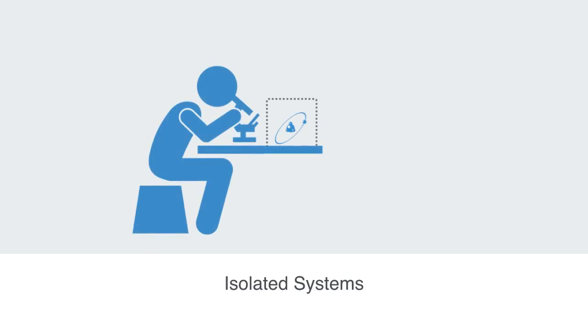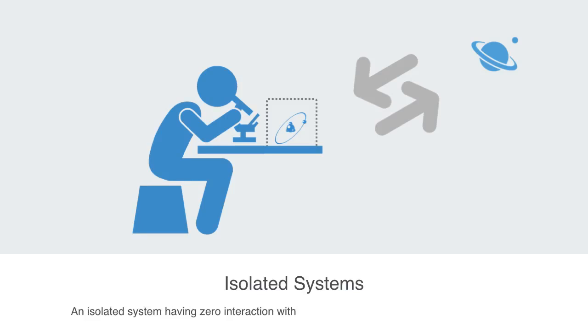Science is dependent upon isolating a system in order to study it, but this is literally impossible. Everything has an effect on everything else in our universe. Every single particle of matter has some gravitational effect on every other particle of matter. Irrespective of how much we try to isolate something, the concept of an isolated system that has zero interaction with its environment is really just a theoretical one that does not exist in reality.